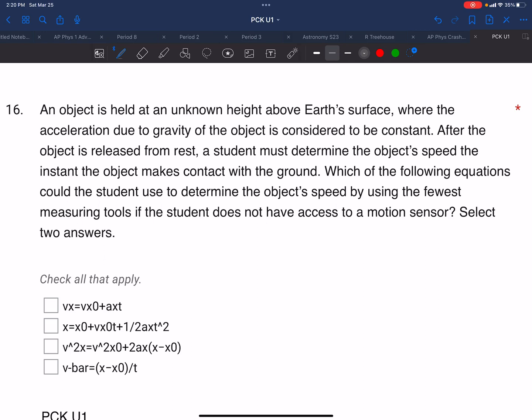We have an object held at an unknown height. So the height is unknown, and it's on the Earth, and it's a small height because g is constant. It's released from rest, so v0 is 0. Determine the speed the instant it makes contact with the ground. So we're looking at that final velocity.